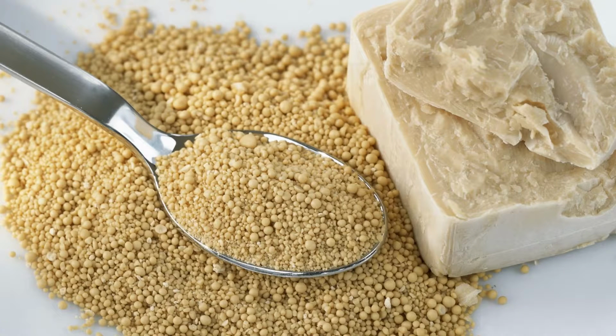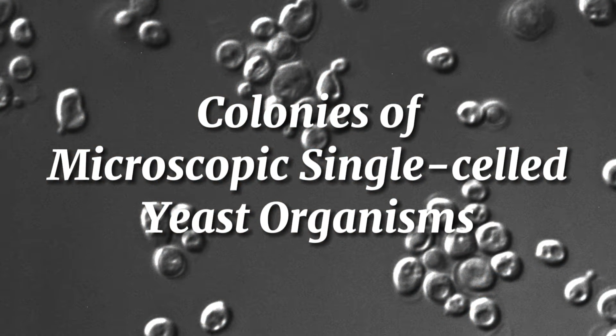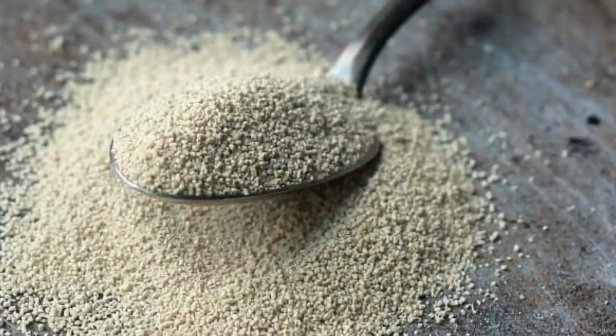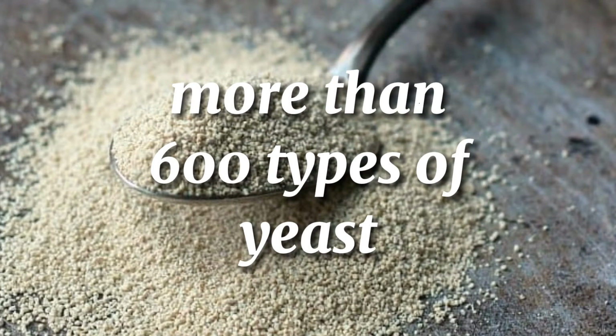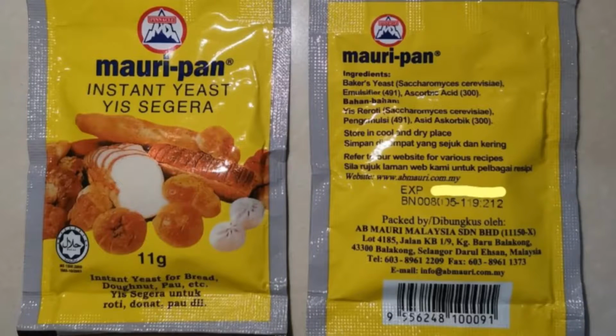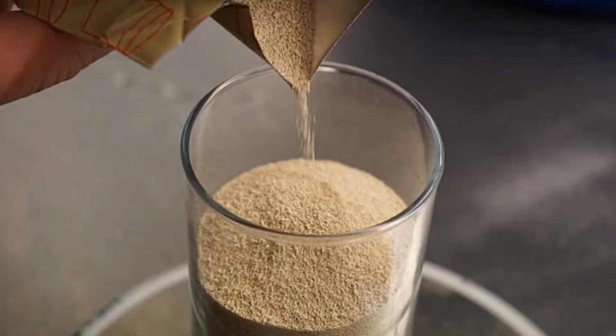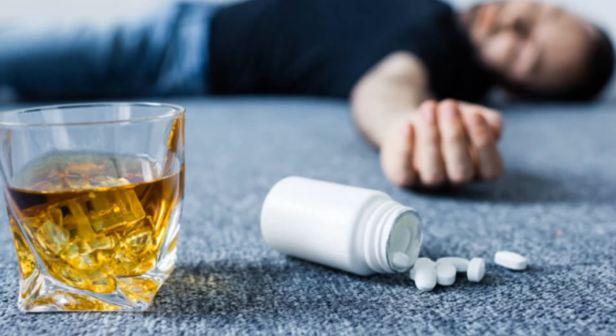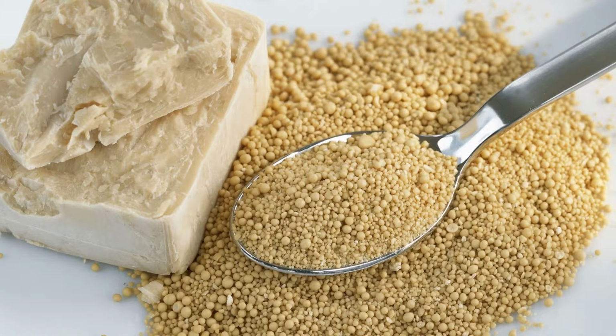The yeast that is used commercially is made from colonies of microscopic single-cell yeast organisms. Although there are more than 600 kinds of yeast, only a few of them are used commercially. Based on that, if the amount of yeast in these foods and the like is very little, and it has dissolved in them so that it does not have the effect of causing intoxication or languor, there is nothing wrong with using yeast in them and eating these foods.